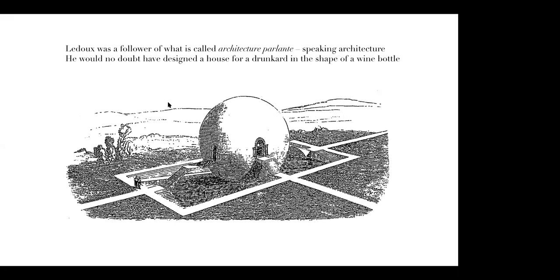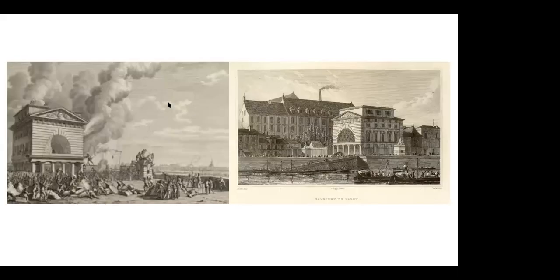The highly critical writer of a summary of late 18th century architecture in the 1850s was very patronizing about Ledoux's idea of a speaking architecture, an architecture that would communicate, an architecture parlante, and said he would no doubt have designed a house for a drunkard in the shape of a wine bottle. Ledoux was not particularly fortunate after the revolution to have the great toll gates around Paris that he built sacked and burned.